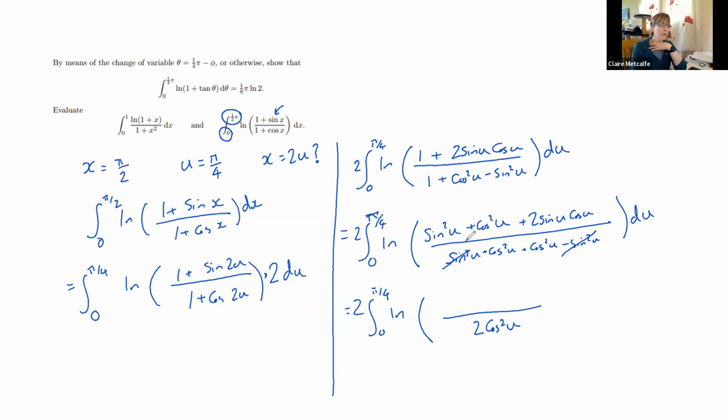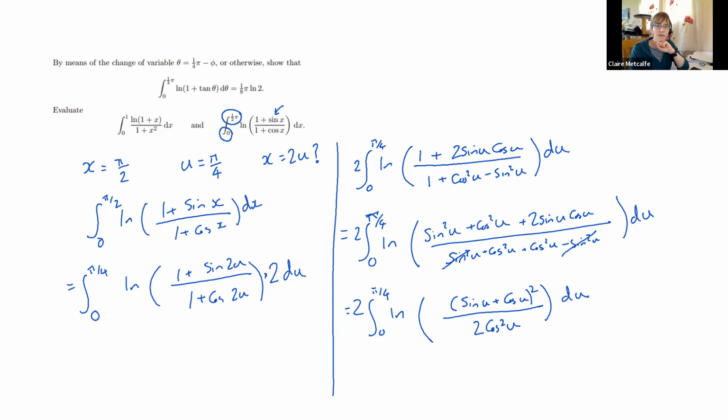On the top, we've actually got sine u plus cos u all squared. So this is a perfect square. So I've now got that. And this is looking quite nice because I've got something squared over something squared. There's a half in there, which I don't really like, but we will just deal with that in a second.